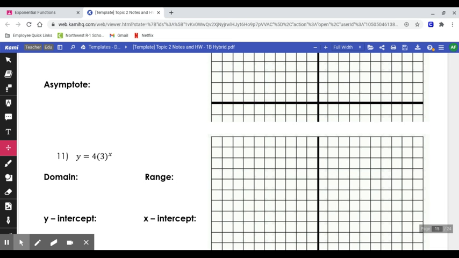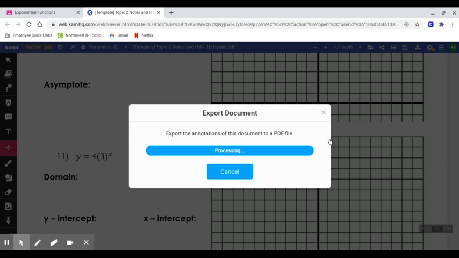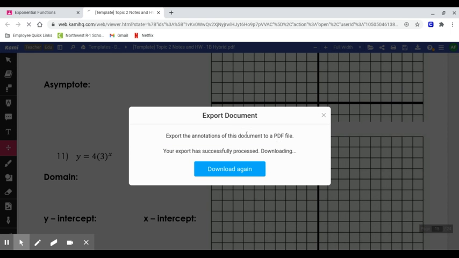When you're finished, come up here to the right where it says save, okay, and download this. Okay, it's going to export it into a PDF, okay, and then it will be down here on your computer. They're probably saved to your drive as well, and then you'll be able to upload it and submit it to me.